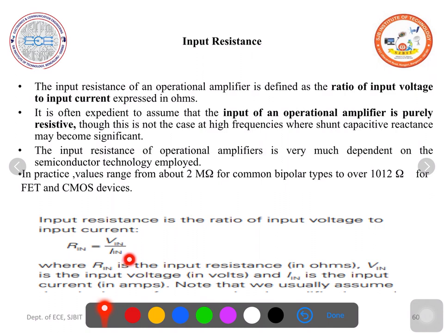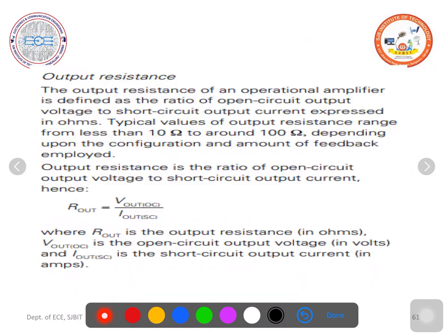Then one more parameter, input resistance. Resistance, everybody knows, is the ratio of voltage to the current, because we are fully aware of Ohm's law and we frequently use it. So you should not forget Ohm's law, Kirchhoff's voltage law and Kirchhoff's current law. Everywhere we use them. Ohm's law: resistance R is equal to V by I. So input resistance is equal to the ratio of input voltage to input current. Definitely the unit is ohms. Ideally the input resistance is infinity, but practically it will be in the range of mega ohms.